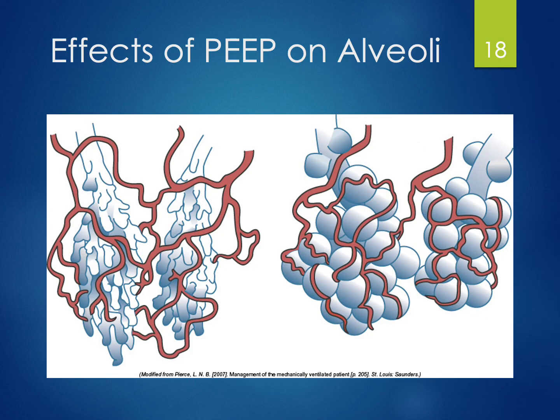So this picture might give you an idea of how PEEP is important for our patient. On the left, we have a patient who does not have enough PEEP or enough pressure in the alveoli to keep them open after the patient has exhaled. And on the right, we have a patient who has enough PEEP, and these alveoli are nice and inflated.